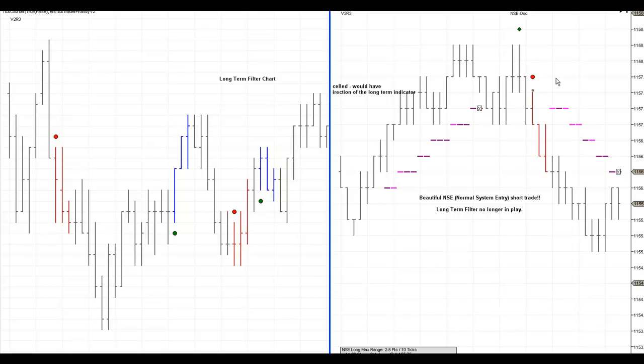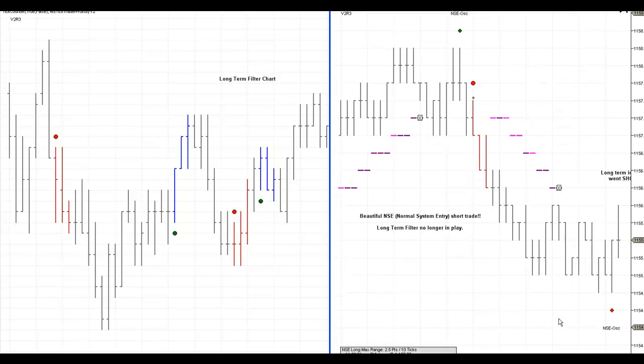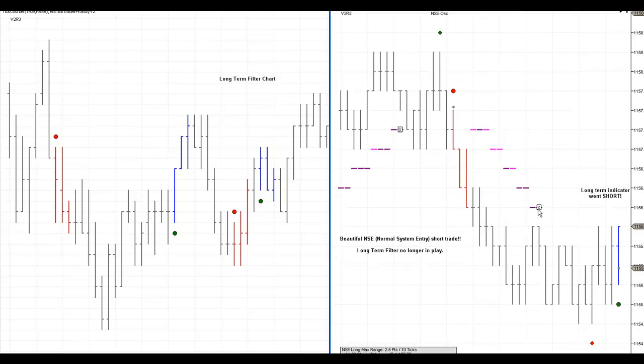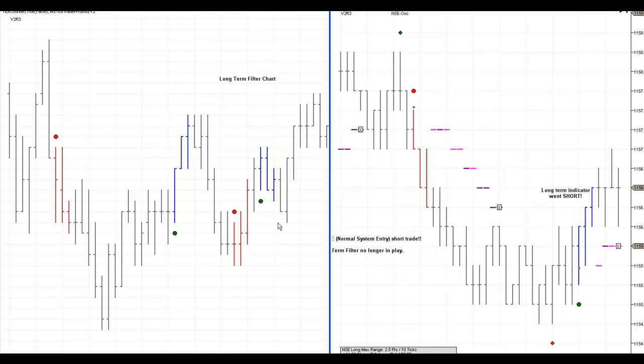But I wanted to show you a couple more quick examples here. You see we had a pullback cancel trade. Price came within 1 tick, but it never got there, so it wouldn't have mattered. But right here, our long-term indicator went short. So what does that mean? We would avoid long trades.